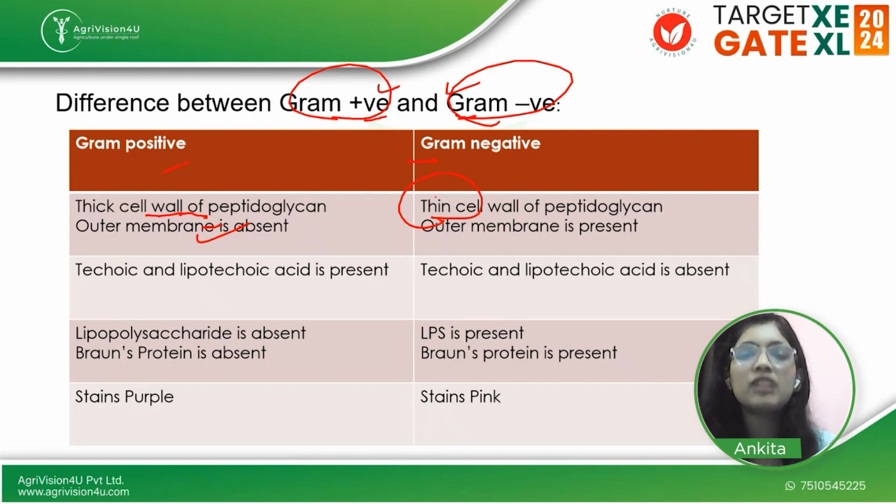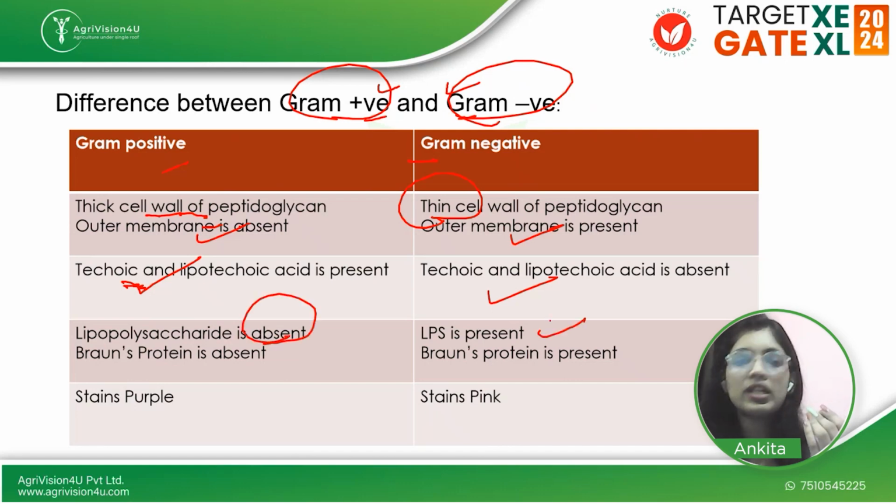Gram positive has a thick cell wall; gram negative has a thin cell wall. The outer membrane is present in gram negative and absent in gram positive. Teichoic and lipoteichoic acid are present in gram positive and absent in gram negative. Lipopolysaccharide is absent in gram positive, but present in gram negative.